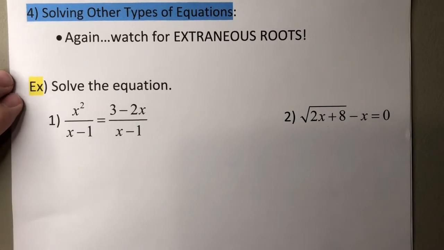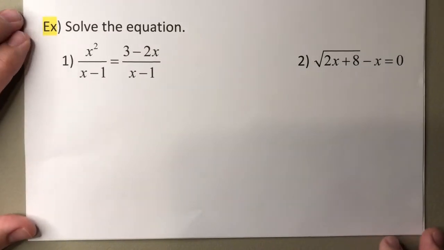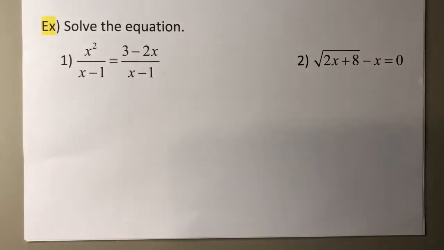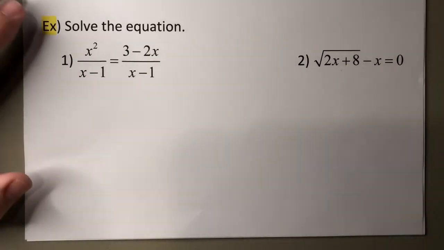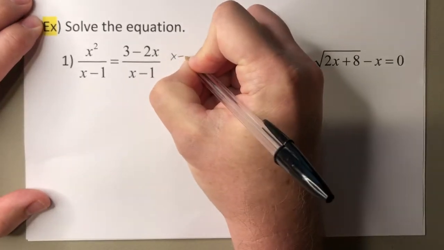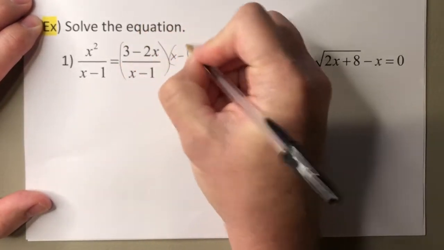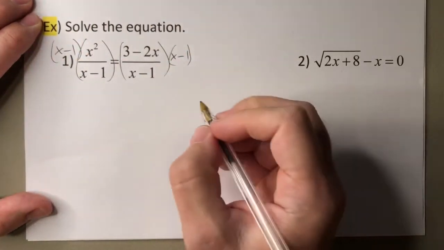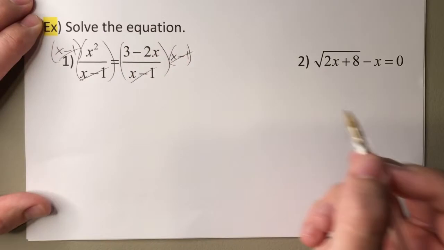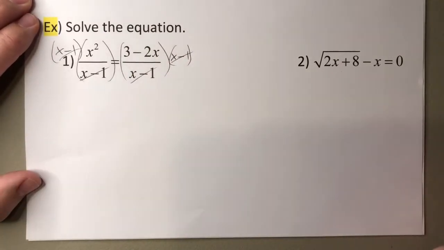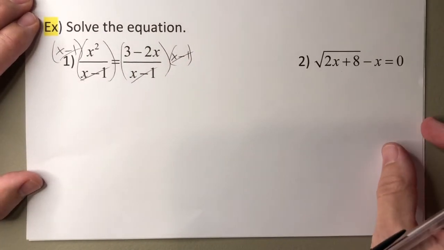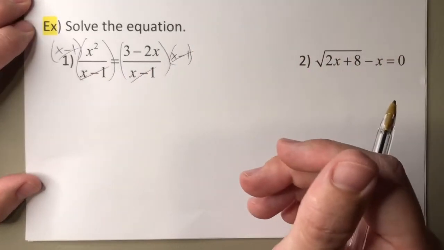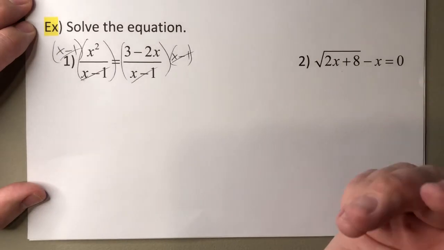All right, so let's get started here with number 1. So notice in this one, the denominators are the same. So if you multiply both sides by x minus 1, they are just going to cancel out. So I'm multiplying both sides of this equation by x minus 1, and that would eliminate the denominators, okay? That's how you always get rid of denominators. Multiply both sides by the LCD. In this case, the LCD is only this x minus 1. It's the only prime factor. Okay, so what do we get?